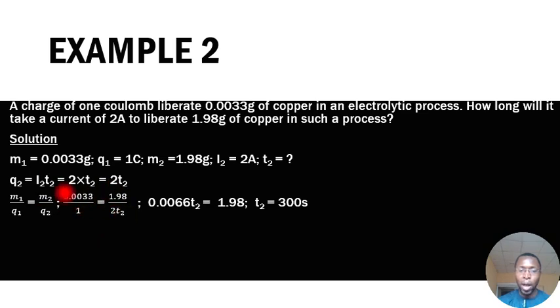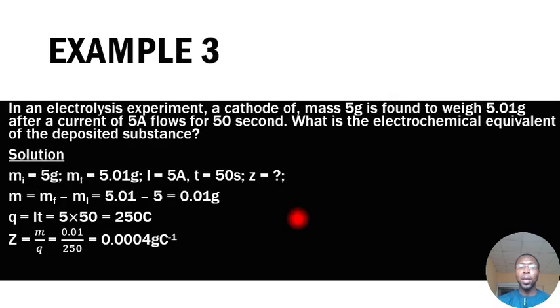And when you cross multiply this, we have 2T2 multiplied by 0.0033, and that will give us 0.0066. Then 1 times 1.98, that's 1.98. Of course, dividing both sides by 0.0066, our T2 will be giving us 300 seconds. Very straightforward. Okay, let's take another example.